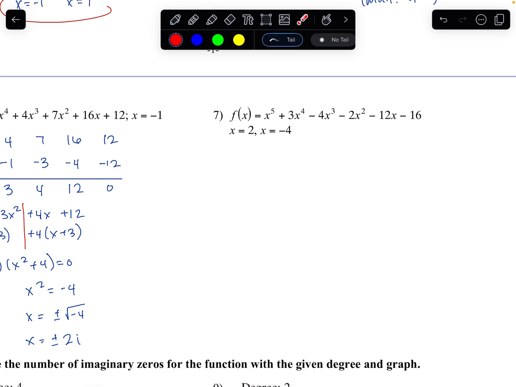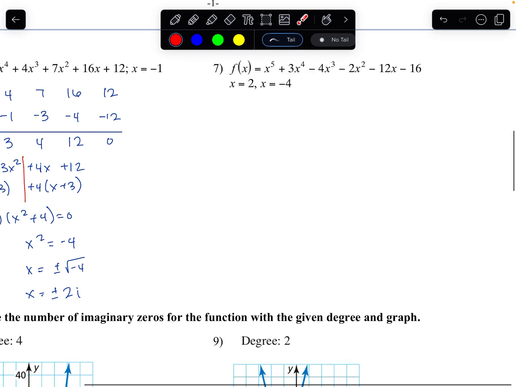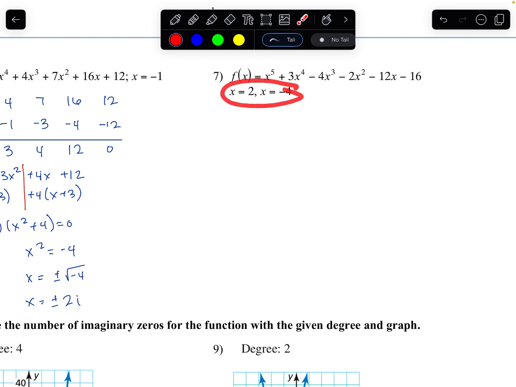Okay, so for this one right here, let me make sure that these are good. So we have 5 plus 3 minus 4 minus 2. Oh my gosh. So many terms. So we said x is equal to 2, negative 4. Okay, no, we're good.